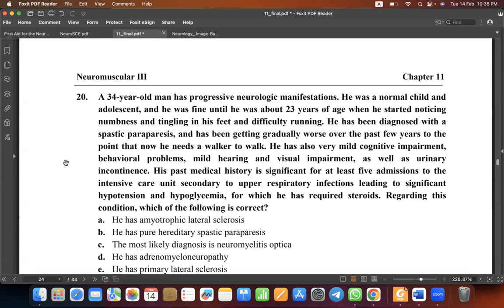So a lot of conditions can have this. But the important thing is that there is hypotension with hypoglycemia, which requires steroid. That will point towards a single diagnosis, that is Addison's disease. Whenever you get a condition having fatigue, hypotension, hypoglycemia, requiring a frequent amount of steroid, think of Addison's. So a patient having spastic paraparesis, having Addison's, always think of adrenoleukodystrophy.